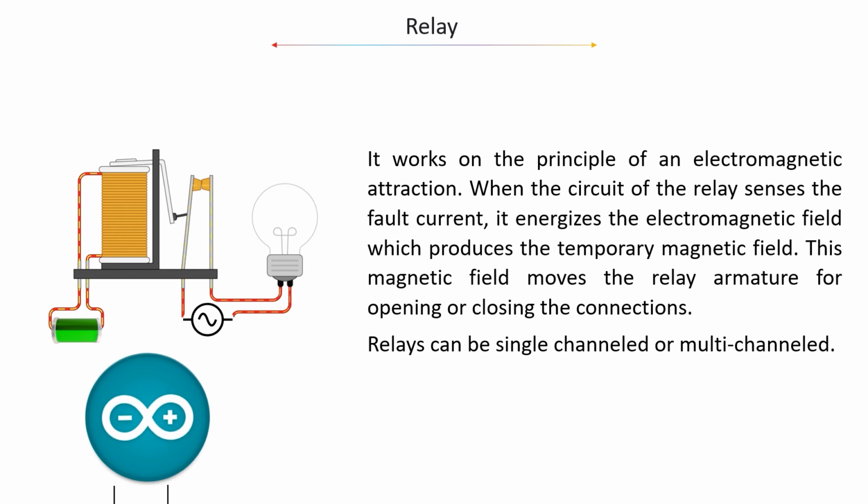When the circuit of the relay senses the fault current, it energizes the electromagnetic field, which produces the temporary magnetic field. This magnetic field moves the relay armature for opening or closing the connections. Relays can be single-channeled or multi-channeled.